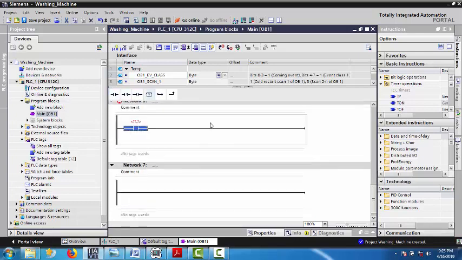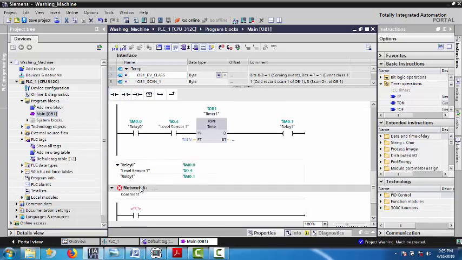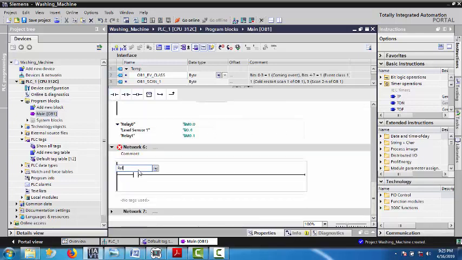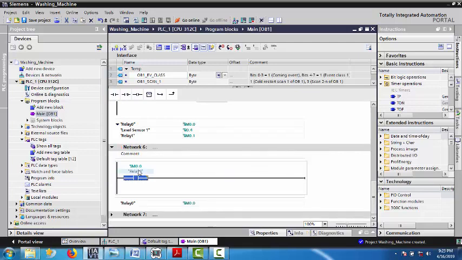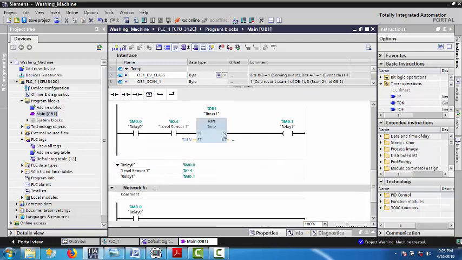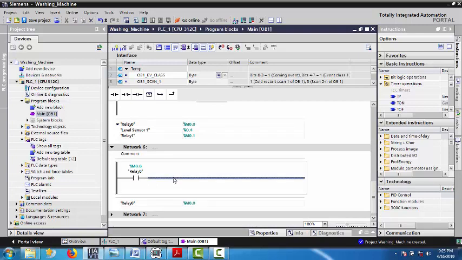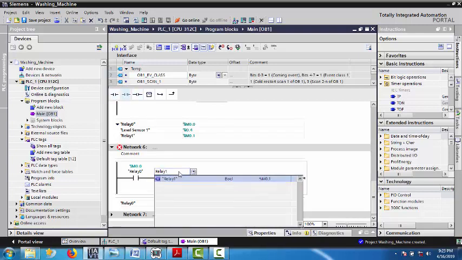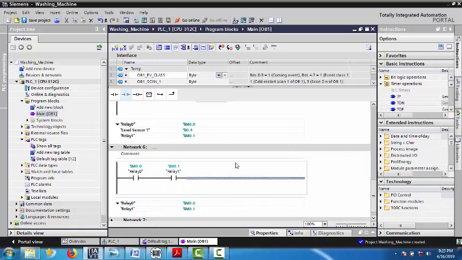So first is always relay 0. That is never going to change. Relay 0. But as soon as 5 minutes are up and relay 1 is on, what should you do? You should start the outlet valve.